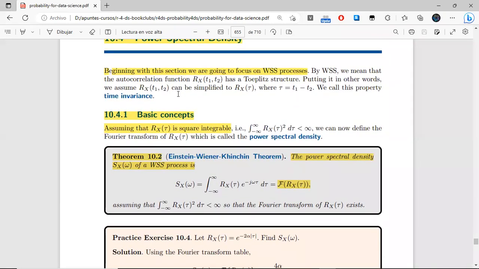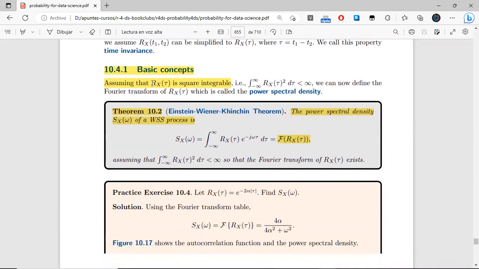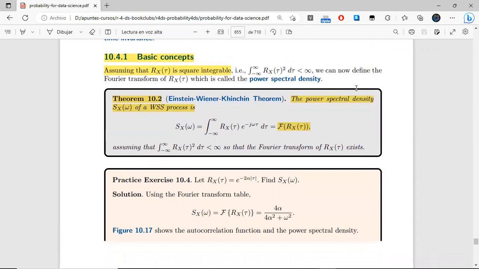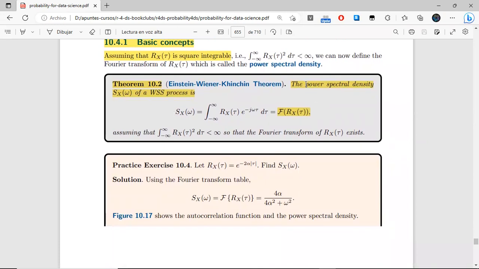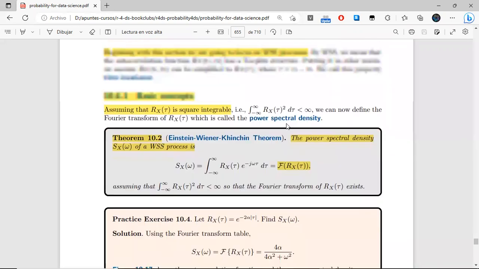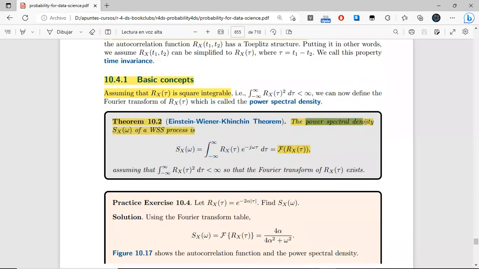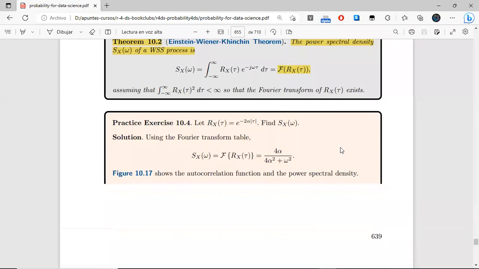From this point forward, we will only be focusing on wide sense stationary processes. We will also assume, so that the Fourier techniques work, that this autocorrelation function is square integrable. There is this concept of the power spectral density of a WSS process, which is not yet defined in this part, but it will turn out to be precisely the Fourier transform of this autocorrelation function. So over here, we delve a little bit into what this power spectral density is and what its integral is measuring.